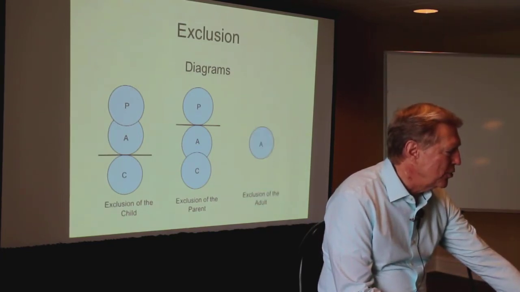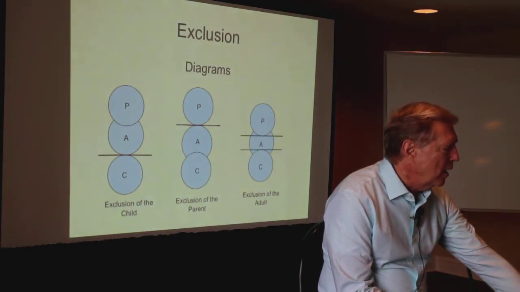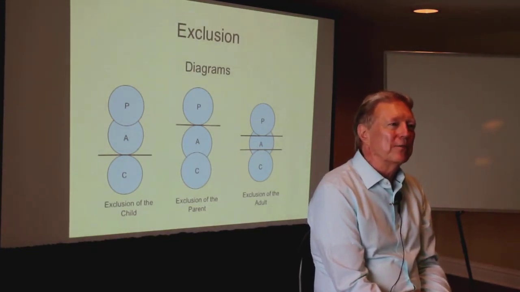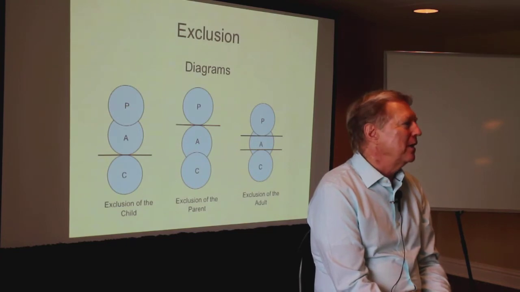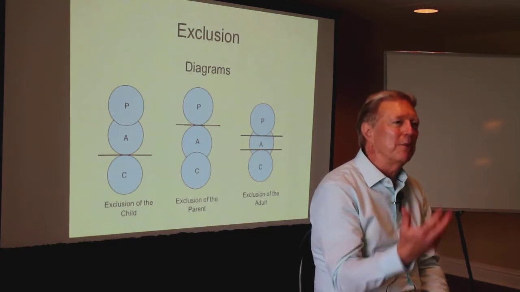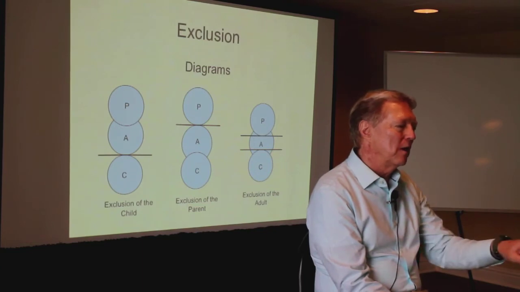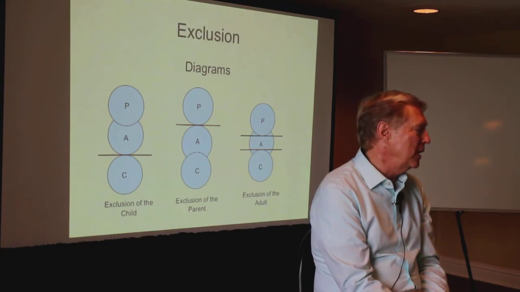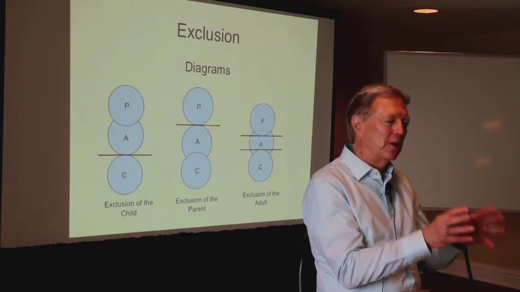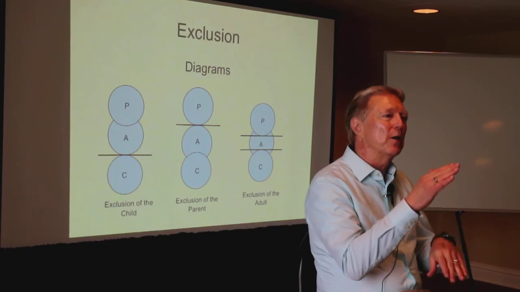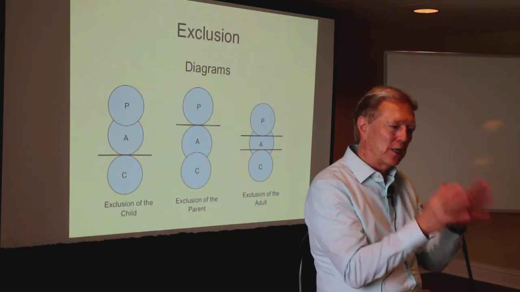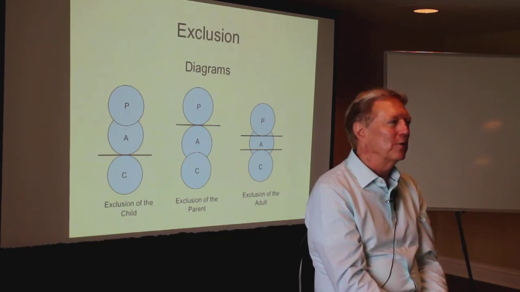Another problem can be exclusion of the adult. If there's heavy contamination by both parent and child, sometimes what the person will do is exclude their adult, because it's so painful to experience that constant battle, the person just blocks out awareness of what's going on. The other possibility is the person can stay in a very rigid adult place and exclude both parent and child. So they don't allow themselves to really experience parent or child. They just stay in an absolute adult place.